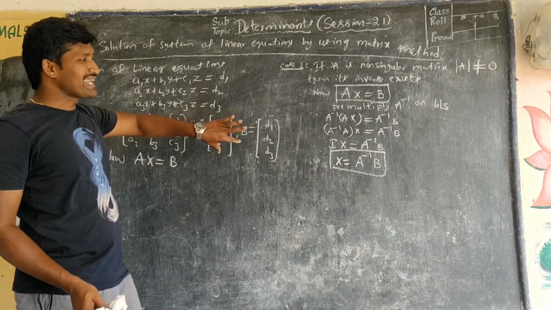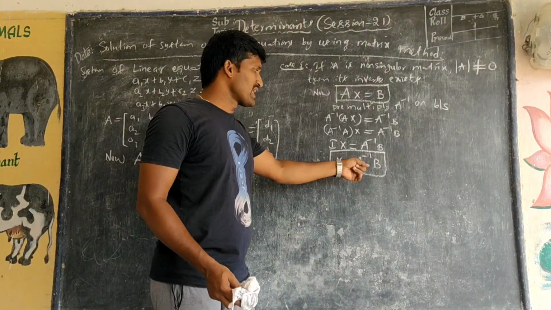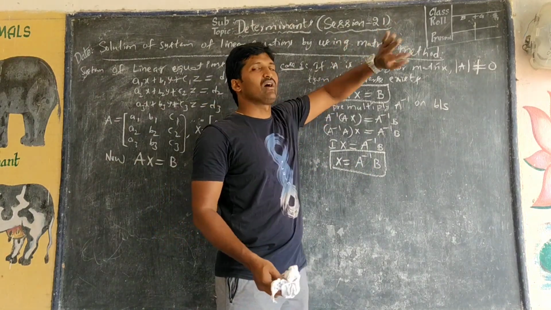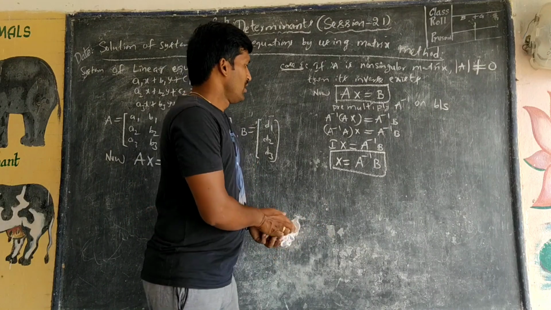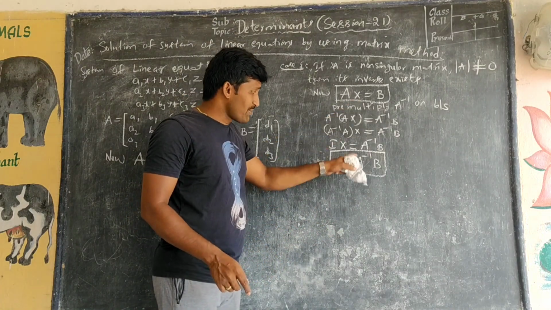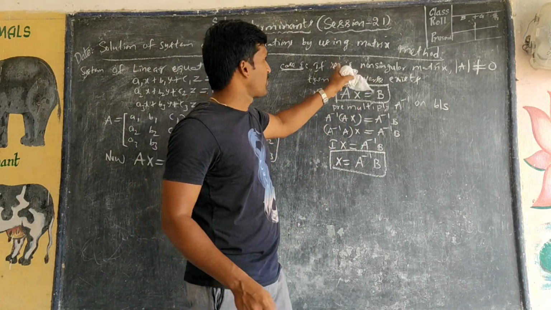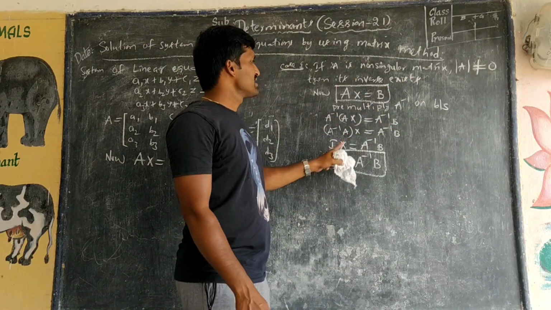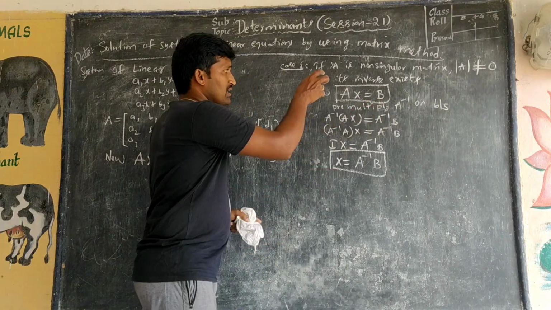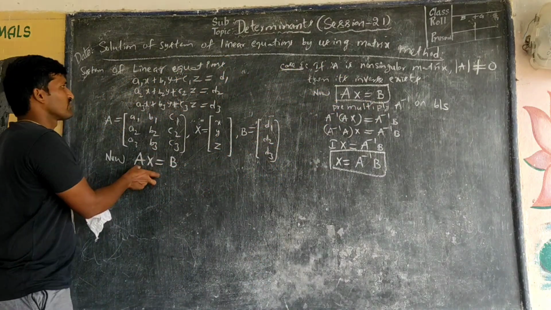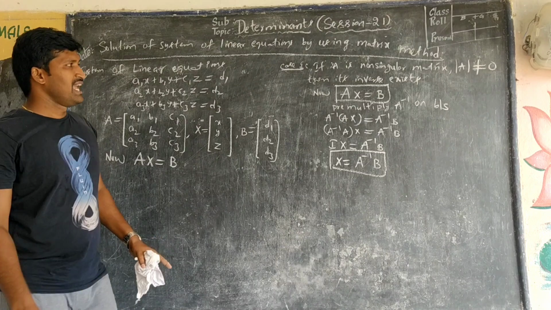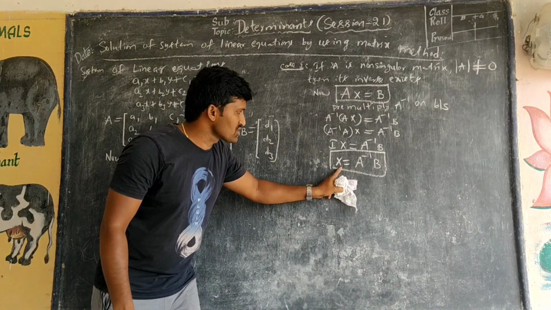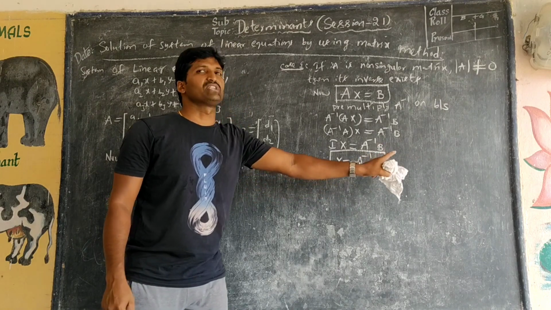This is called the matrix inverse method because by using the inverse of matrix A, we are finding the solution. We call it the matrix method or matrix inverse method also. Now, clear? This is the matrix method. It is possible to apply when the determinant of A is not equal to 0, which means it is a non-singular matrix. AX equal to B is a matrix equation for the linear equations. From that matrix equation, we are finding the solution. How to find that solution? X equal to A inverse into B.